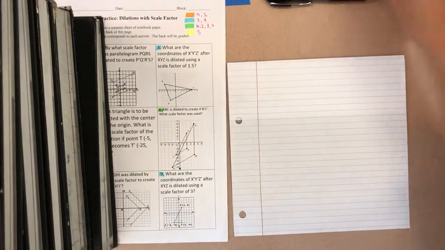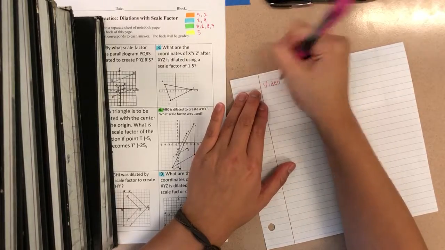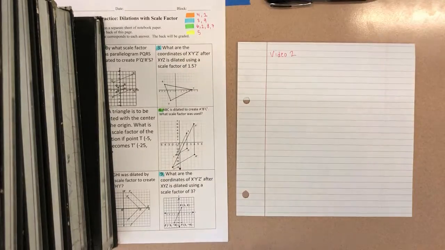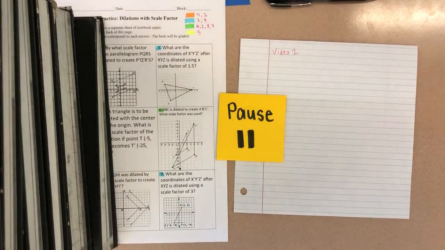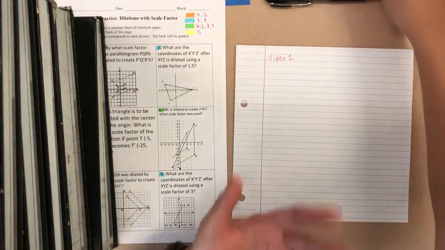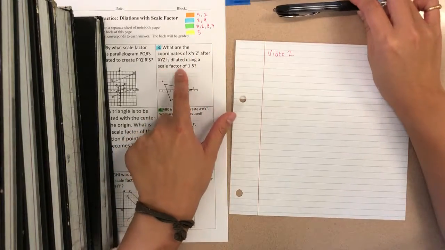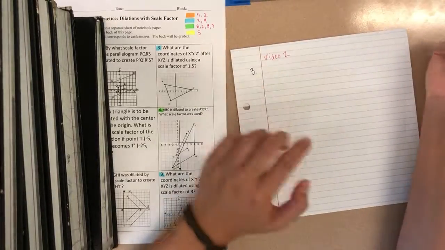Okay, so this is video 2. All right, so I want you guys to start with question number 3. Go ahead and pause the video. I want you guys to read what are the coordinates of x prime, y prime, and z prime. Okay, once you read that, you should have identified that the important information in problem number 3 is this, scale factor of 1.5. Go ahead, label your problem number 3.